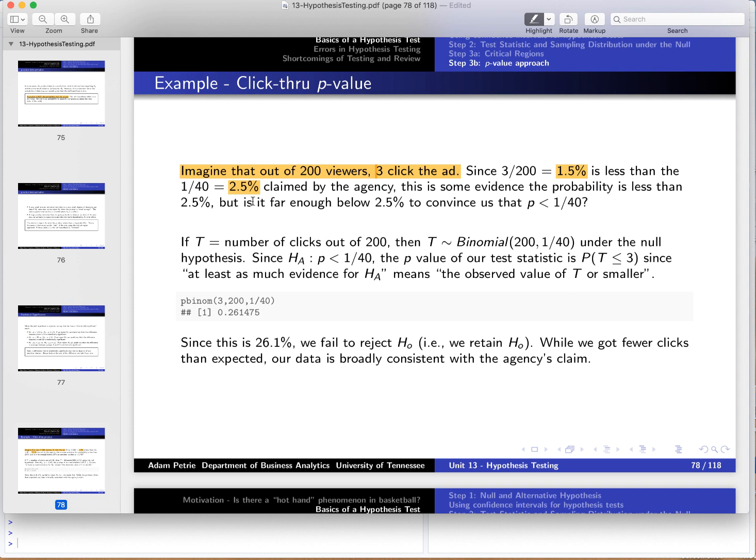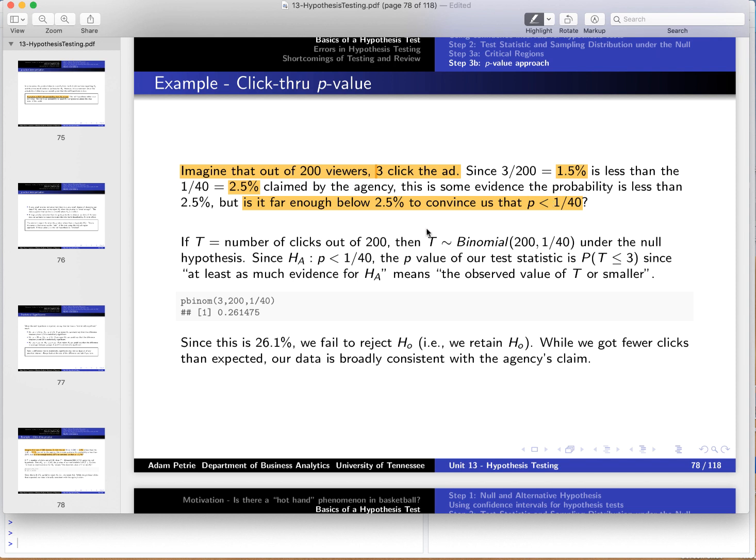So our question is, is 1.5% far enough below the 2.5% to serve as extraordinary evidence that p is indeed less than 1 out of 40? Let's use the p-value to answer this question. The p-value is the probability of observing our test statistic, or a test statistic that's even more evidence for the alternative, if in reality the null was actually true.